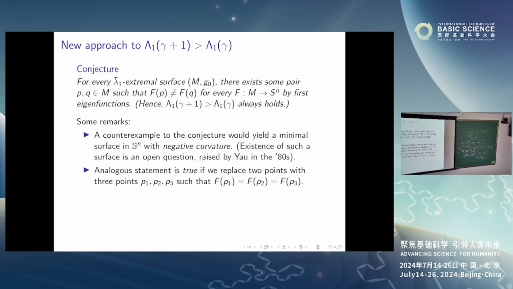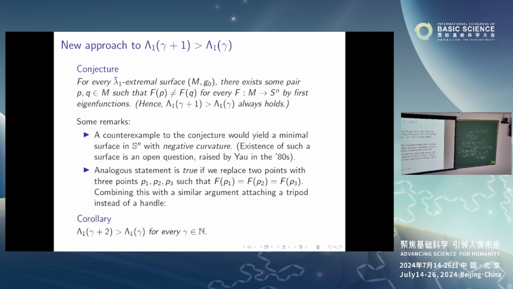So that can't happen. And as a corollary, by taking the same handle attaching argument, but with a tripod in place of the handle, we see that we always have strict inequality from genus gamma to genus gamma plus 2. So we get a half-existence statement for arbitrary genus, where a maximizer exists for every other topological type, which is kind of bizarre. But I would expect that this holds for every genus. When we first got here, we thought we would prove it in a week, but we haven't yet, so you can take a stab at it.